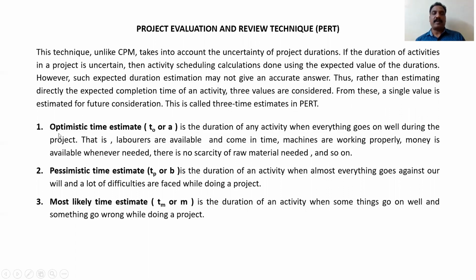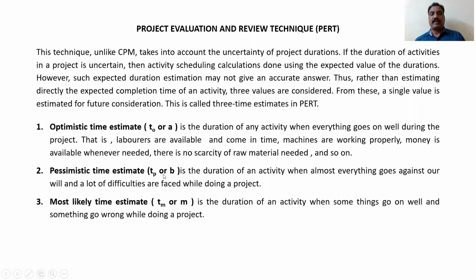What are the three times we have? Optimistic time estimate, TO, T naught or A. It can be denoted by T naught or A. It is the duration of any activity when everything goes well. So during the project, laborers are available and come in time, machines are working properly, money is available whenever needed, there is no scarcity of raw material needed, and so on. So then the particular project's estimated time is T naught or A.